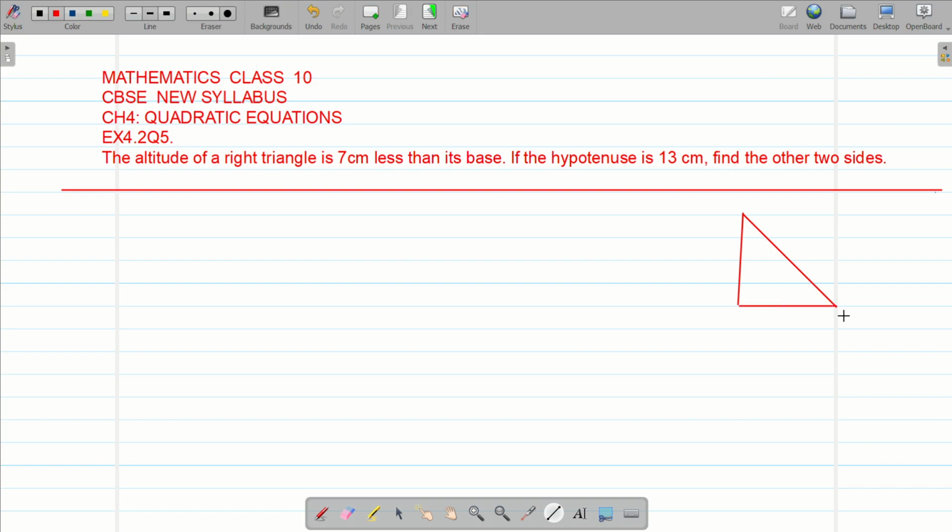The altitude of a right triangle is 7 centimeters less than its base. If the hypotenuse is 13 centimeters, find the other two sides. If the base is x, then the altitude will be 7 centimeters less than its base. It is also given that the hypotenuse is 13 centimeters.